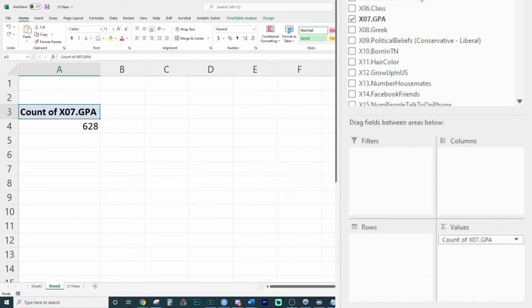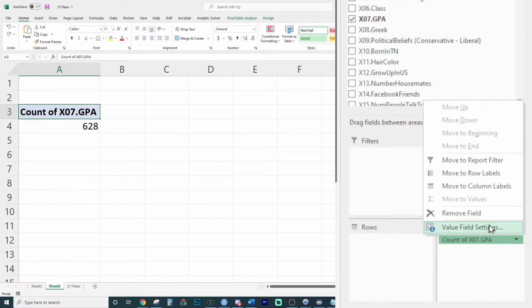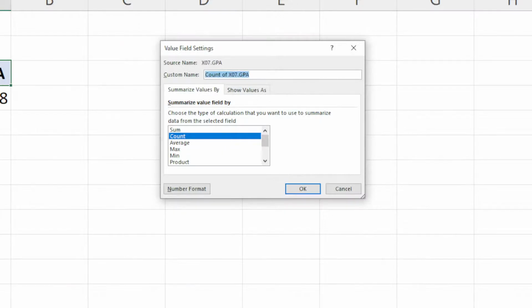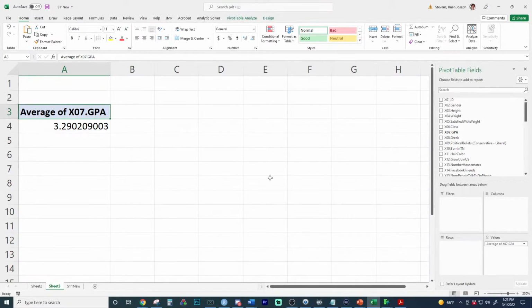Right now it says count. We need to go to the settings of the value field right here. So the value field setting is what we need to change. And then with the value field setting, we can change it from count to average. And now we can see it shows the average. And once again, after this point, make sure to delete down the decimals. And there we go. We now have the decimal we want.